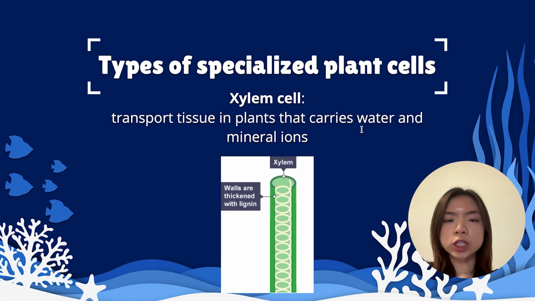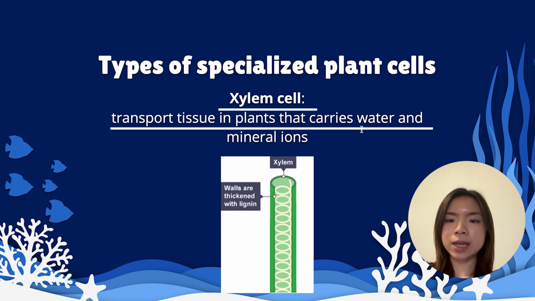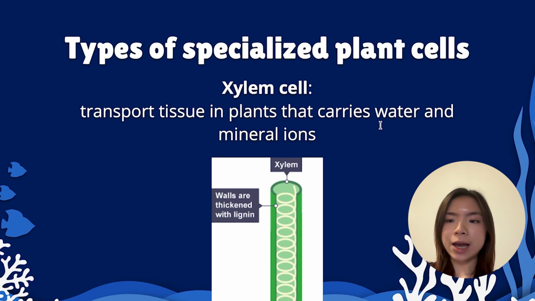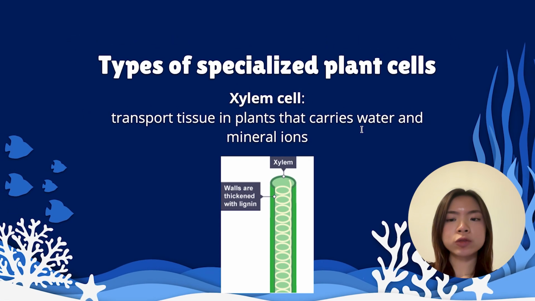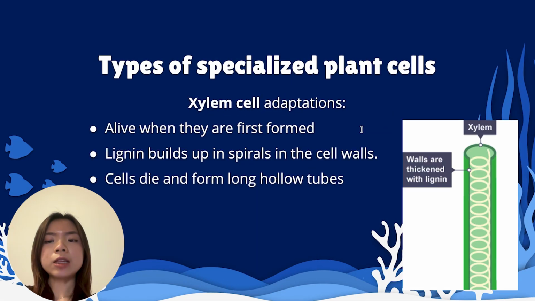The next type of specialized plant cell is the xylem cell. Have you heard of this before? So the xylem cell is the transport tissue in plants that carries water and mineral ions from the roots to the highest leaves and shoots. So remember, it's one direction, it goes from the bottom up. And the xylem is also important in supporting the plant.